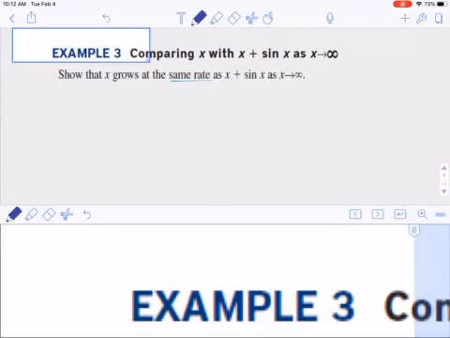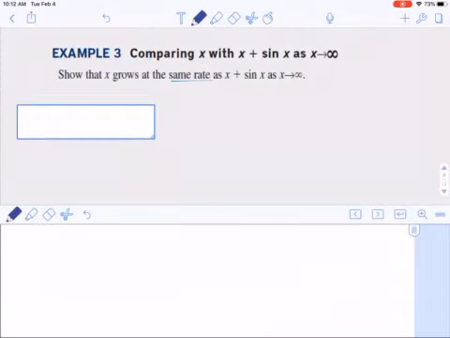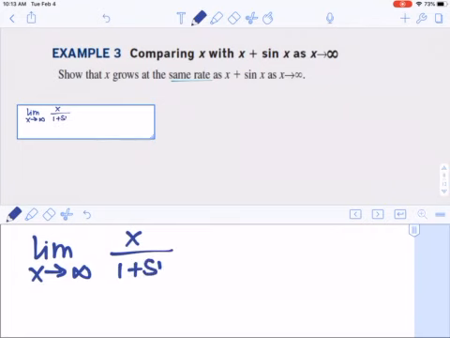All right, so for example 3, it asks, show that x grows at the same rate as x sine x as x goes to infinity. So I'm going to set up that limit as x goes to infinity of the ratio of those functions. And my issue here is this I can't actually evaluate, right? We know this oscillates going between 1 and -1, but I can't answer what happens as x goes to infinity. And so I feel a little bit stuck.